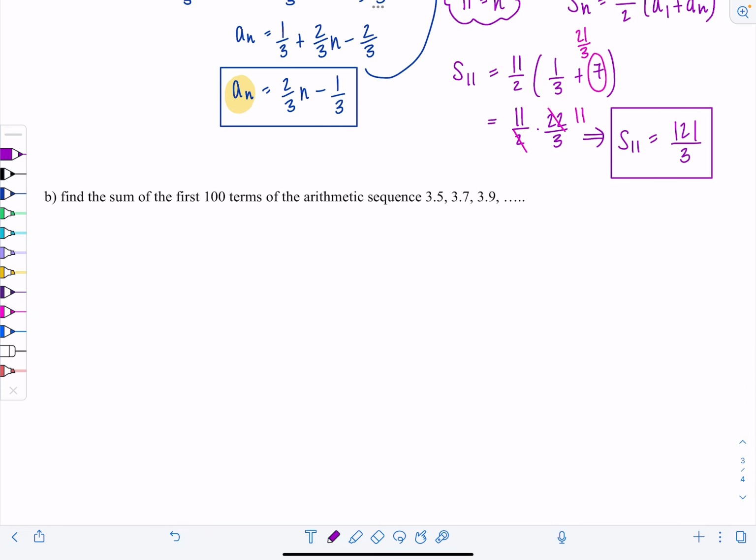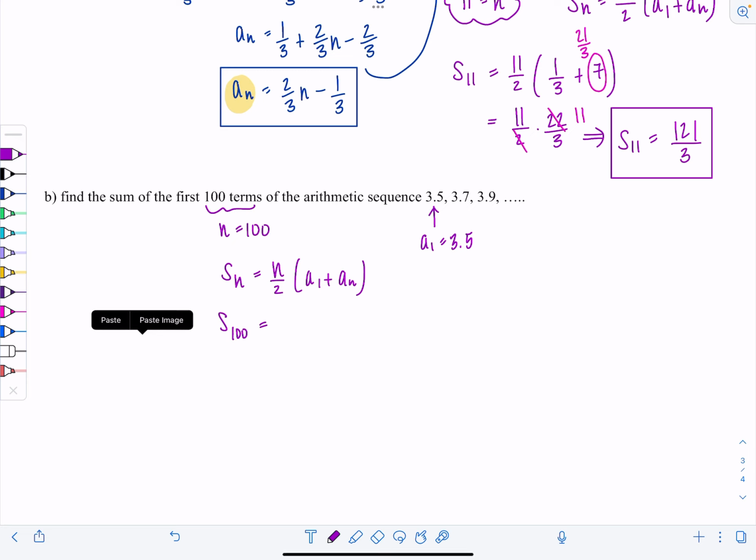Find the sum of the first 100 terms. Okay, so that means n is going to be 100. Of the arithmetic sequence 3.5, 3.7, 3.9, and so on. So I need the first term. That's 3.5. And then let's remind ourselves, what's the formula? Sn is n divided by 2 times a1 plus an. Let's see what we have. I actually know n is 100 this time, right? Different than last time. So that equals 100 divided by 2 times a1, which is 3.5, plus a sub 100. Ooh, that I don't have.